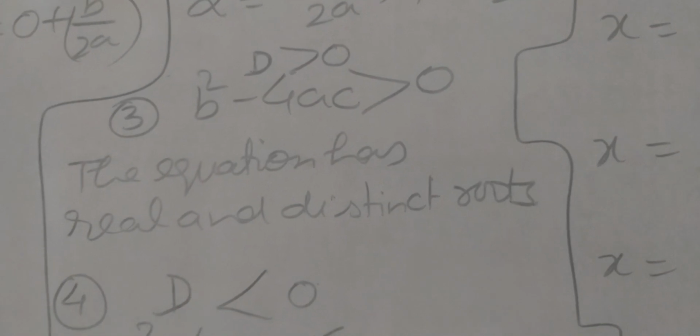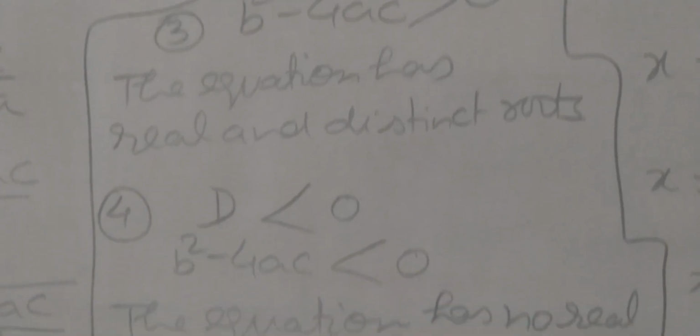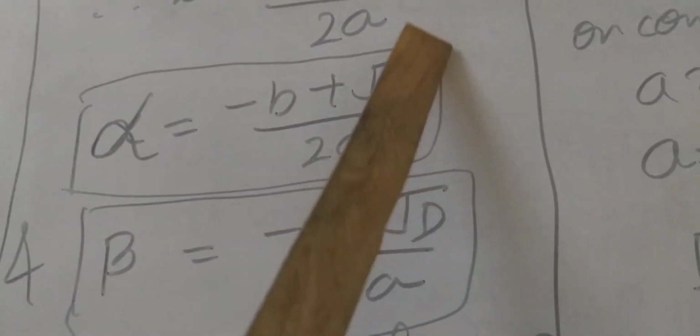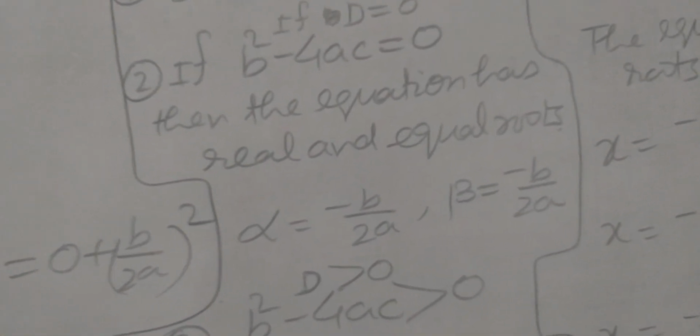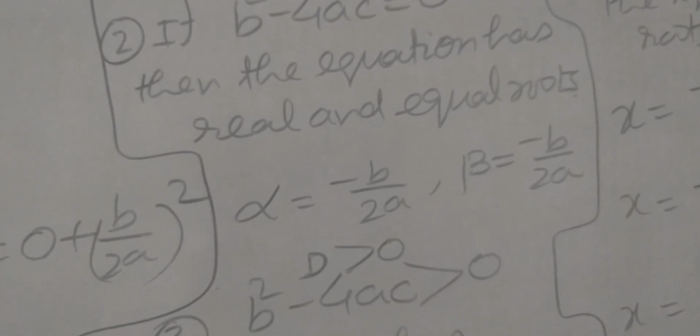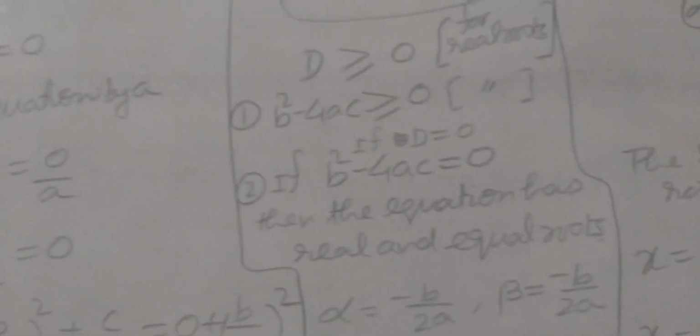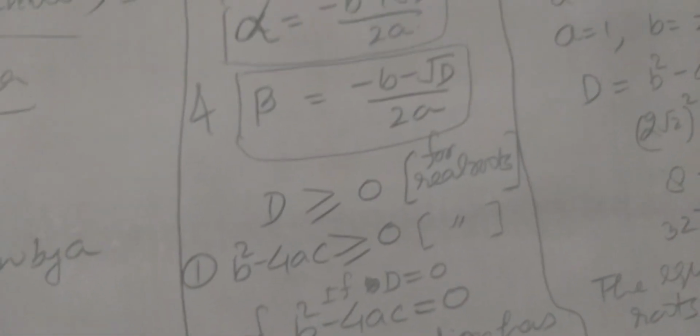You have to remember, students, learn all these conditions. Next condition, D less than 0, meaning negative. If D is negative, we know that we cannot find the square root of D. Then we can say the equation has no real roots, meaning the equation has imaginary roots. So these conditions you have to learn, students. Keep all these conditions in your mind. Now students, this is the derivation of the quadratic formula.